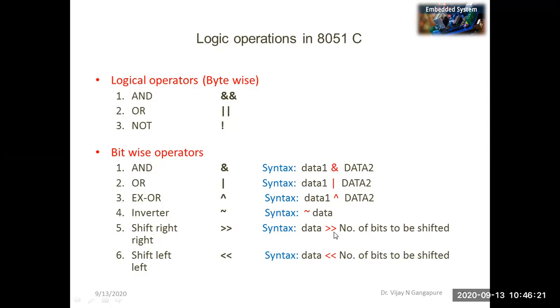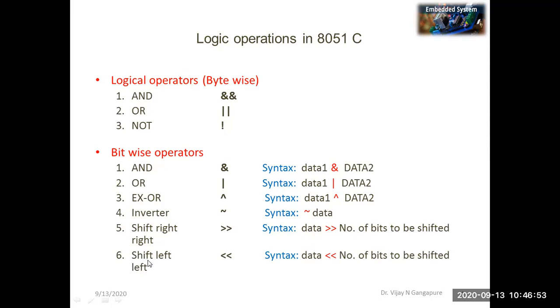How to specify that number? So this is the syntax. This is the data byte which is to be shifted, then the shift right operator, that is two greater than signs, and then the number of bits to be shifted. For example, if I write data shift right operator and 2, that means whatever bits are in data will be shifted by 2 positions towards right.